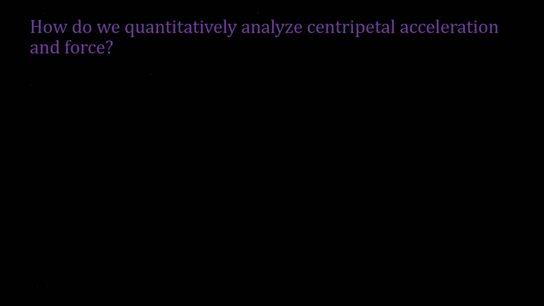So how do we quantitatively analyze centripetal acceleration and force? Well, here are the equations. The centripetal acceleration is equal to the tangential velocity squared divided by the radius. And we can use Newton's second law to find the equation for the centripetal force. Newton's second law is simply the force is equal to the mass times the acceleration. So in this case, the centripetal force is equal to the mass times the centripetal acceleration, or mass times the tangential velocity squared divided by the radius.